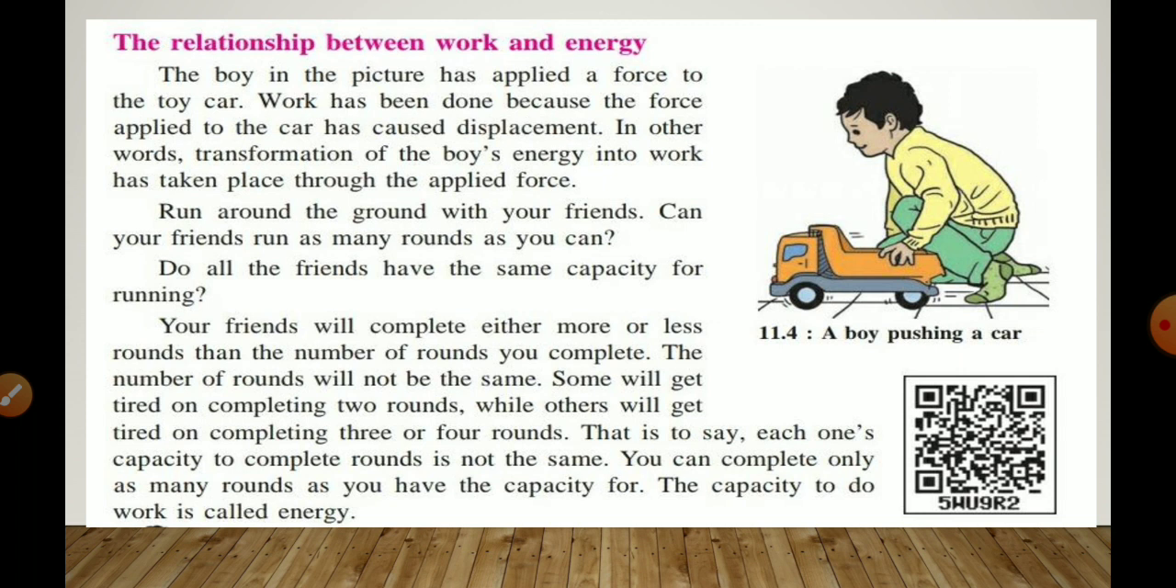What is energy? You have to underline this point. The capacity to do work is called energy. What is energy? Repeat it. The capacity to do work is called energy. Understood?